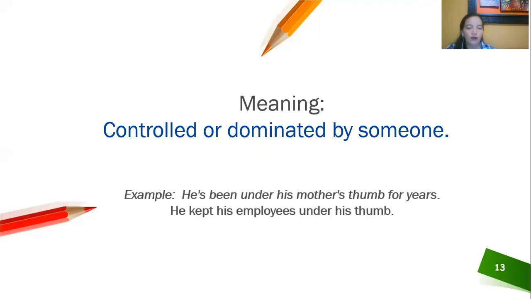For example, he's been under his mother's thumb for years. It means that his mother is controlling him, telling him what to do, checking what he does all the time. That's the meaning of he's been under his mother's thumb. He kept his employees under his thumb. It means that this manager is always controlling, supervising, monitoring what his employees do. So that's the meaning of being under someone's thumb.